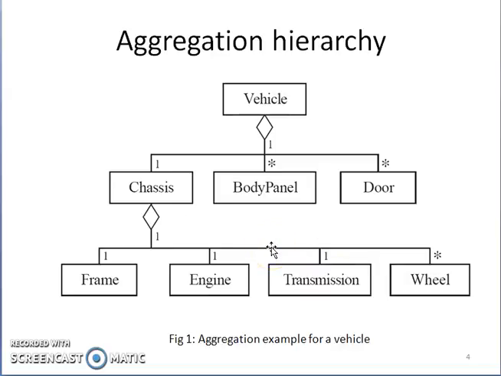This is an example of an aggregation hierarchy. The same example, vehicle and the parts. So vehicle is an aggregate of chassis, body panel, door. Again, chassis can be made as an aggregate of frame, engine, transmission and wheel.